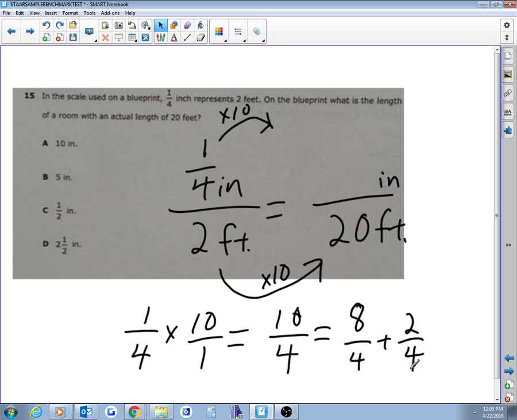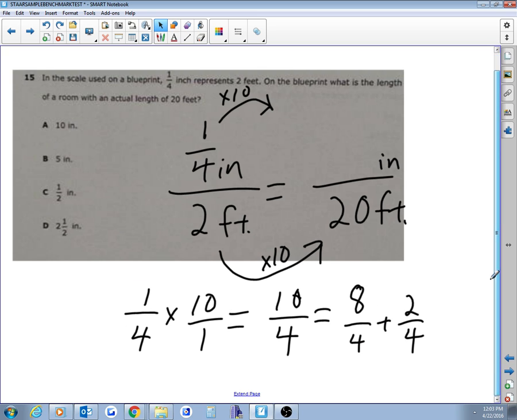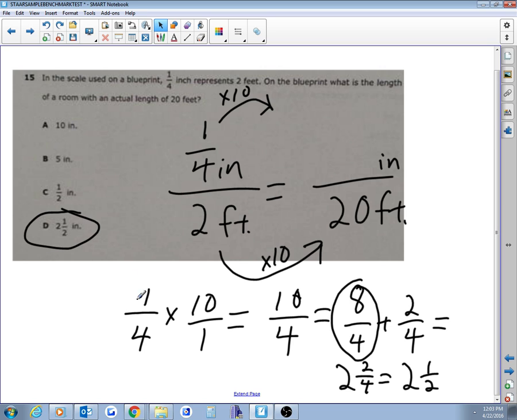Now the reason I did that is because 8 quarters, 8 divided by 4, is just 2. So we end up with this right here, that's 2. So we've got 2 and 2 quarters, and we all know 2 quarters is the same thing as 1/2. So we have 2 and 1/2. So there we go, right there. 15 is D, 2 and 1/2.